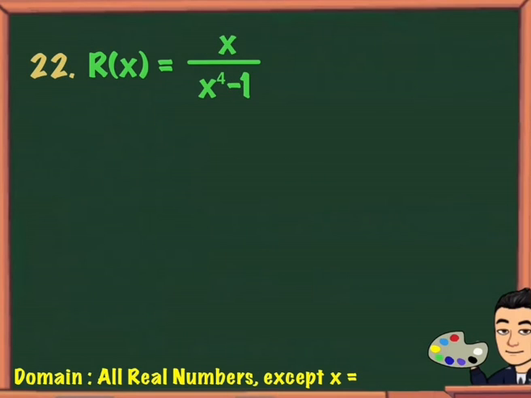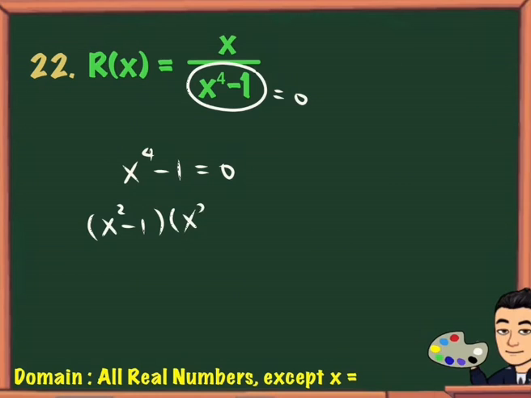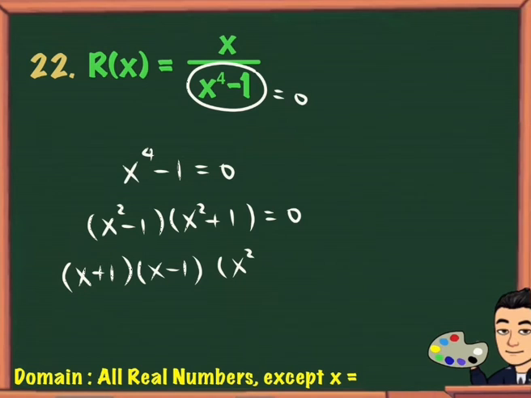So number 22, the denominator, x to the fourth power minus 1, you want to set that equal to 0. And then I can start factoring: x squared minus 1 times x squared plus 1 equals 0. I can factor a little more on the x squared minus 1, so I can rewrite that as x plus 1, x minus 1 times x squared plus 1 equals 0.